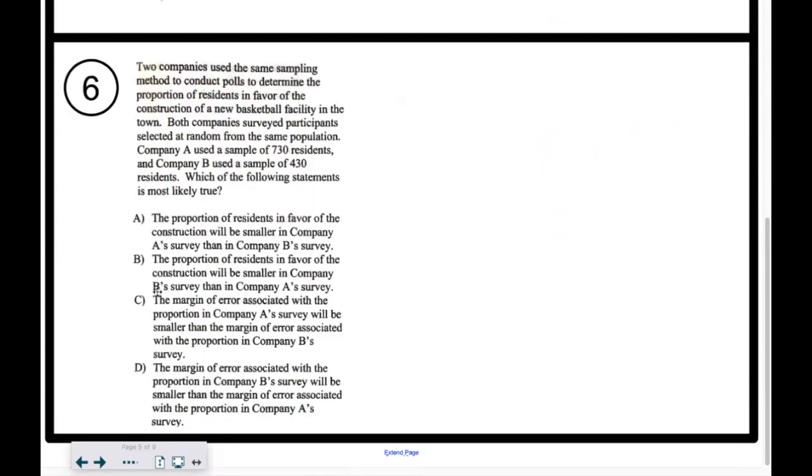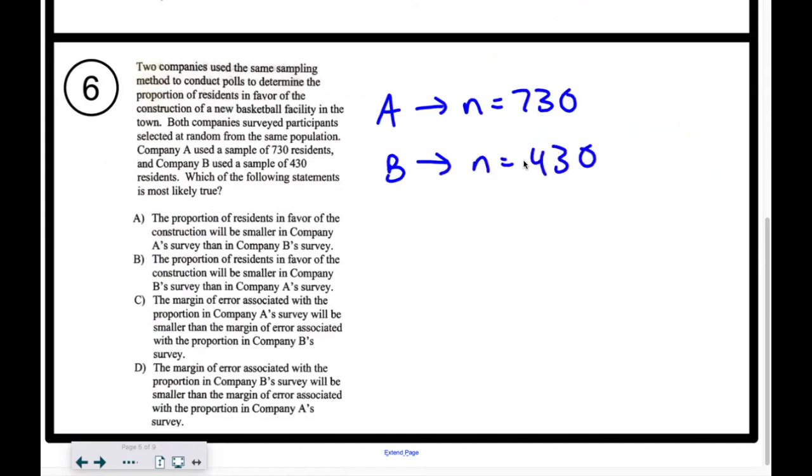All right, moving on to number six. So here it says which of the following is likely true. Okay, that doesn't really help me. So if I just skim this, we've got some companies. All they do is say that company A used a sample size of 730 and company B used a sample size of 430. Okay. So my guess is when they only talk about sample size, it's going to be some kind of question about margin of error.